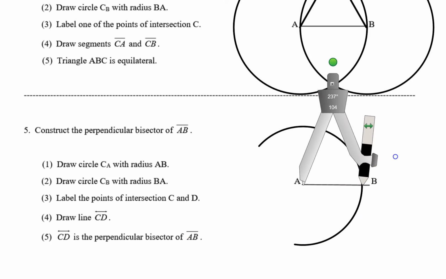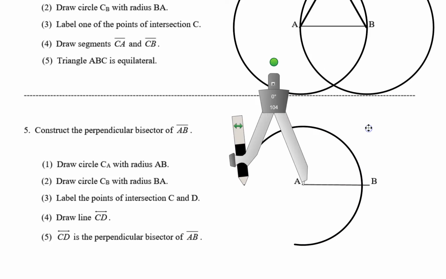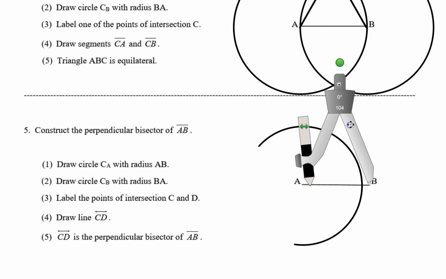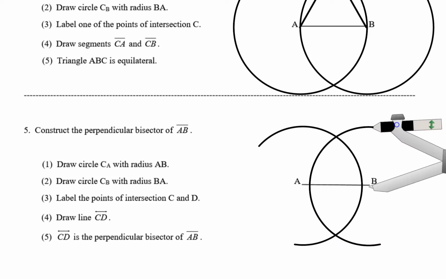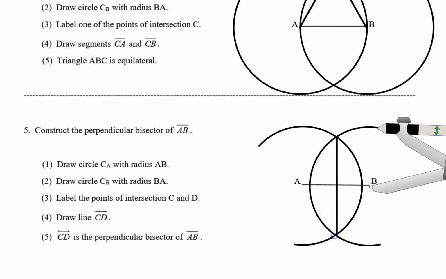Now keeping the measurement the same, I'm going to go over to B and construct an arc again. It's important that you get these two intersection points, because now with my line tool, or with my straight edge, I'm going to join the two points. Yeah, that's not the best. Apparently this is as good as it wants me to get. Okay, so closer.